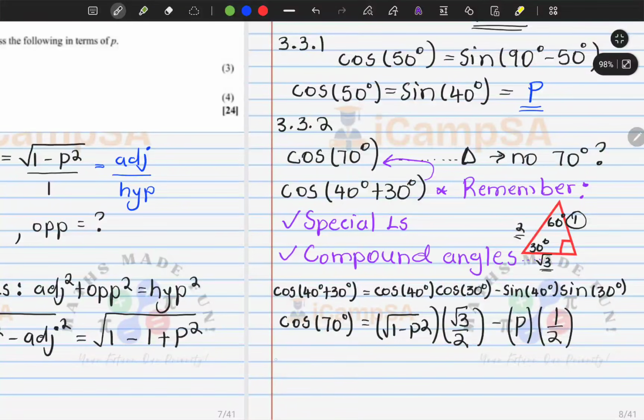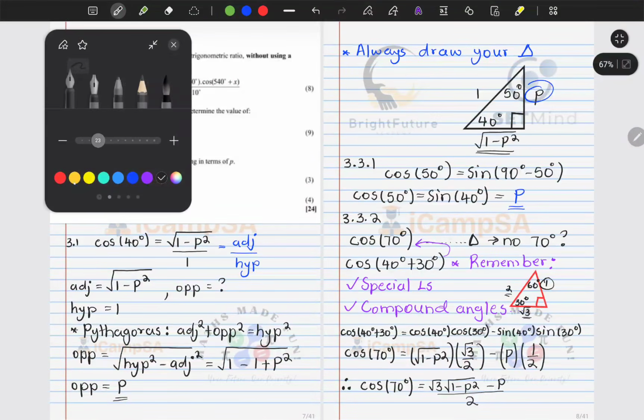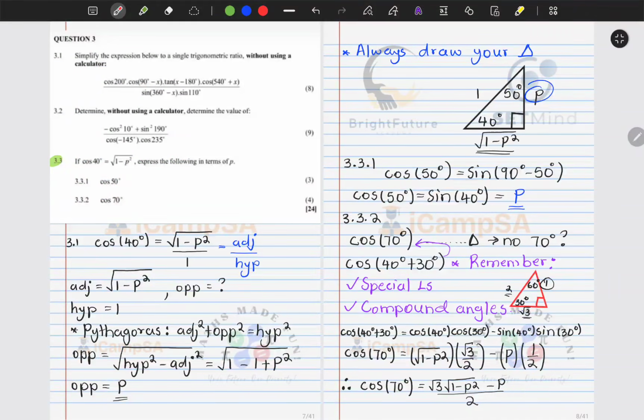So we can finalize our answer, which is therefore, let's move it down, that cos of 70 degrees will be equal to, I'm just going to make a common denominator of 2. So it will be square root of 3 times square root of 1 minus p squared, minus p. All of this is divided by 2. And this here, good people, becomes our answer.